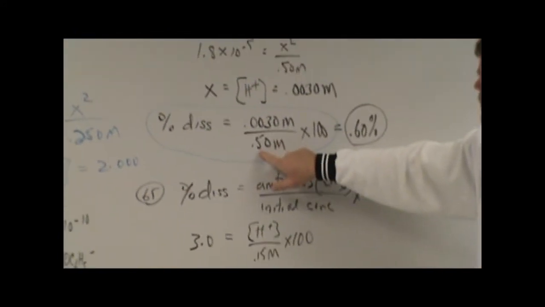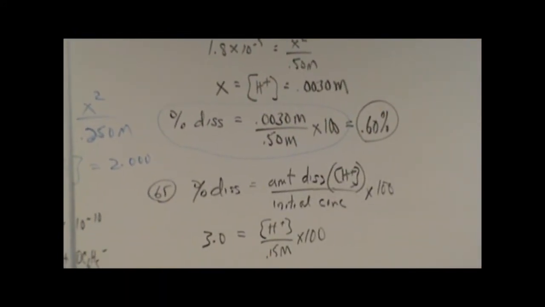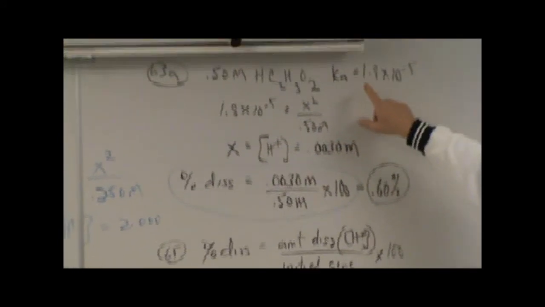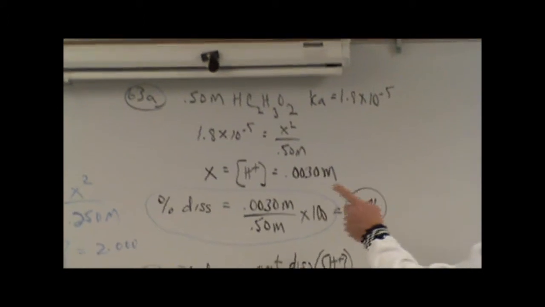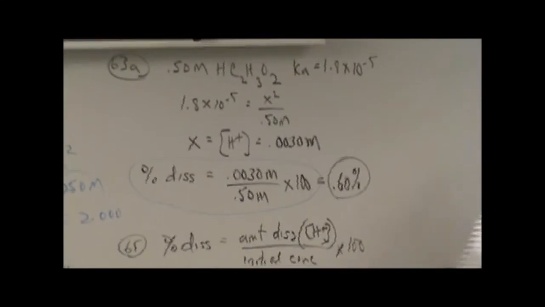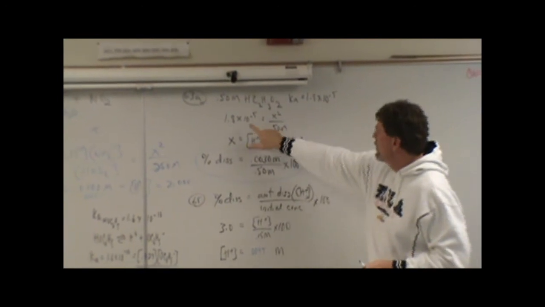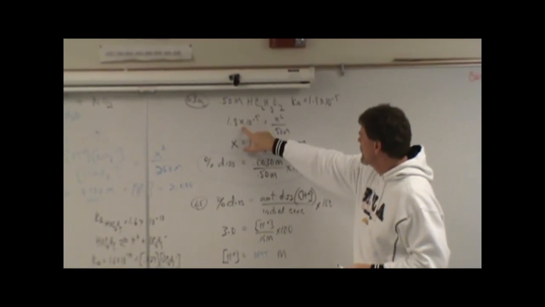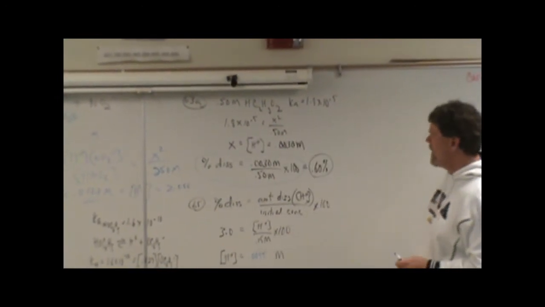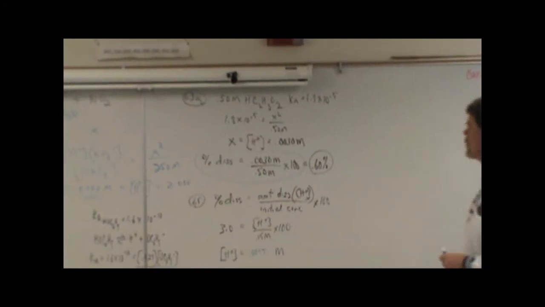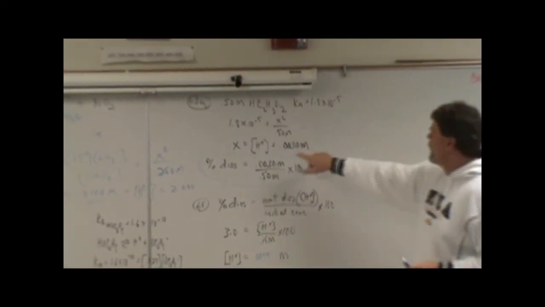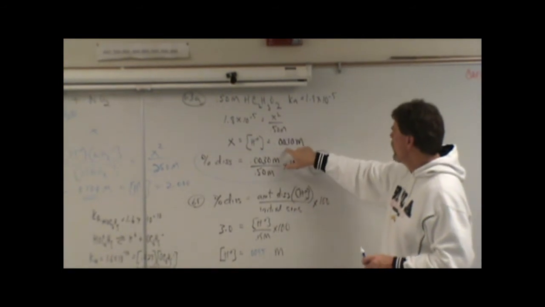divided by the original concentration times 100. So in this case, we were solving for the percent dissociation. What we did was we solved for H plus, because it's an acid. We were given the Ka, x squared over 0.5, just like we were doing over there. I didn't take the time to write out this one. So we solved for x, which is the H plus concentration, 0.0030.